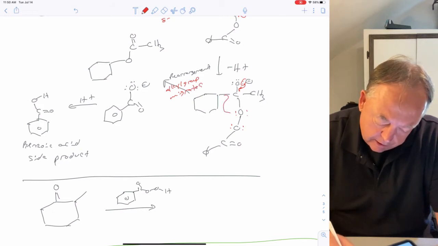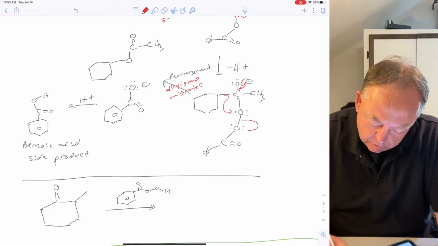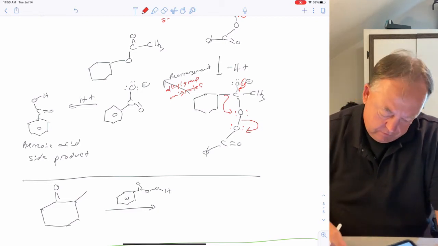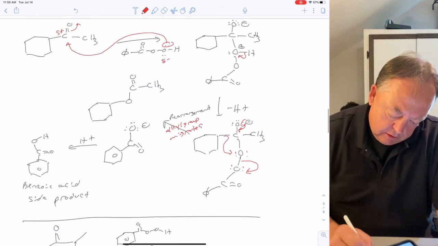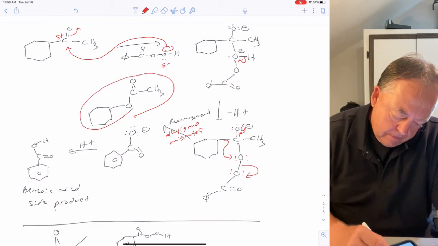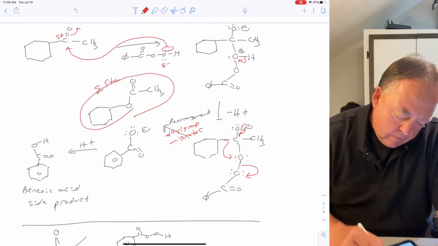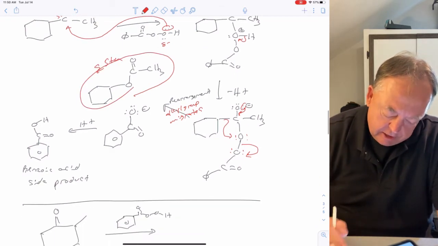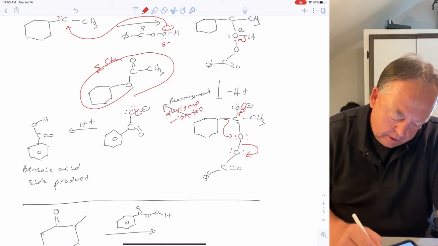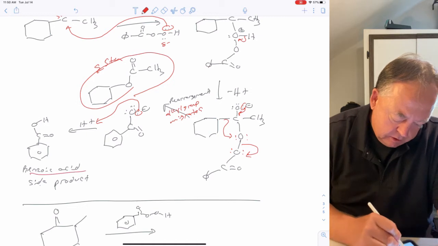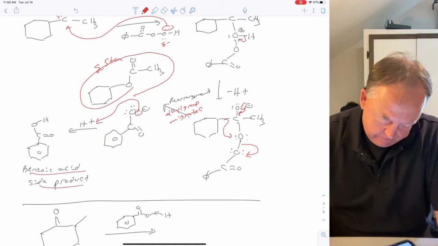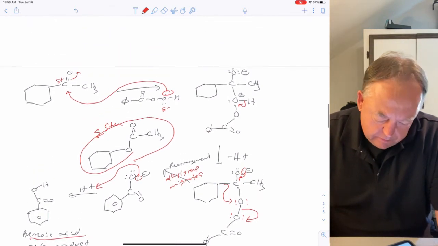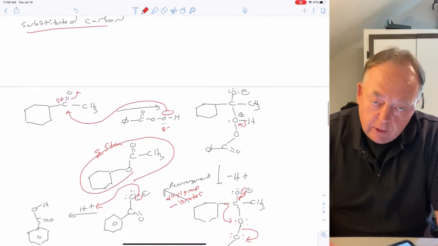So this is going to migrate to oxygen, and then that's going to kick this off. So then that gives you the ester. And then that gives you the conjugate base of benzoic acid, which will pick up that proton that was lost in the previous step. And so you get benzoic acid side product. But basically you just have to learn the recipe again.